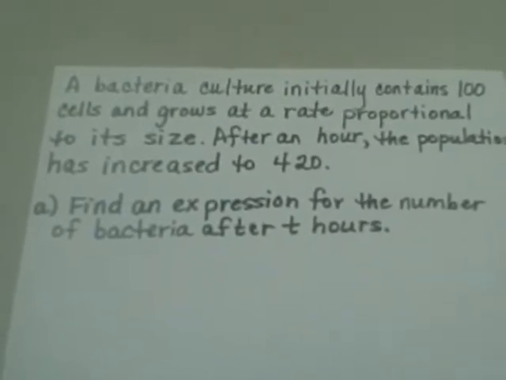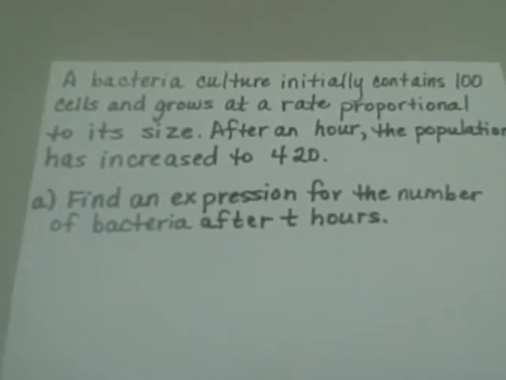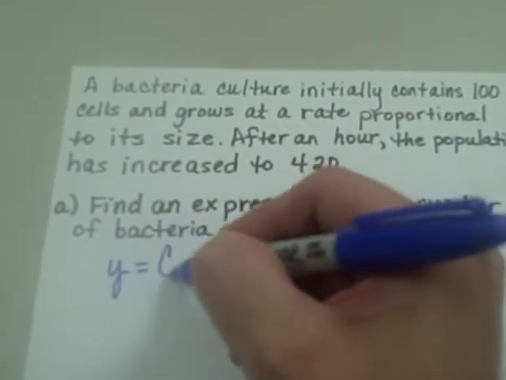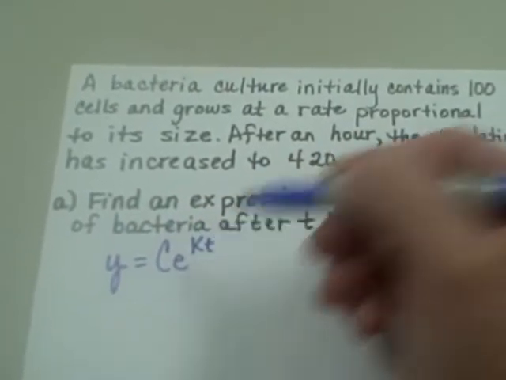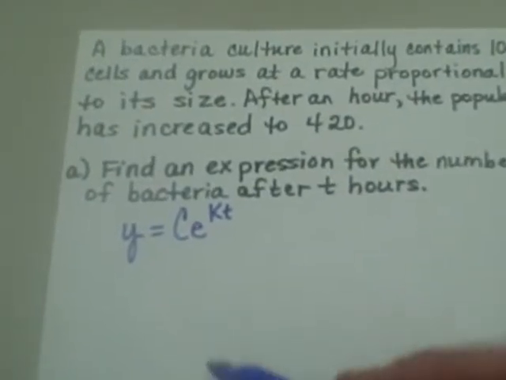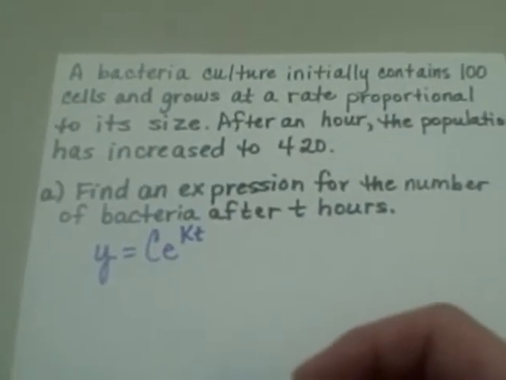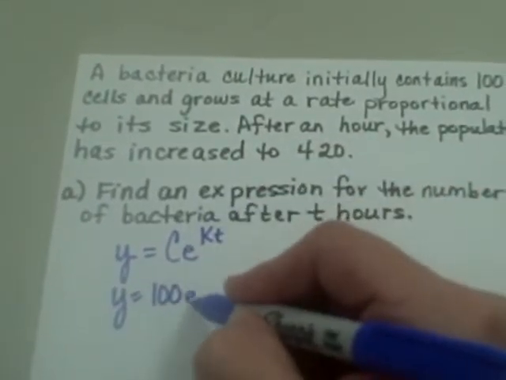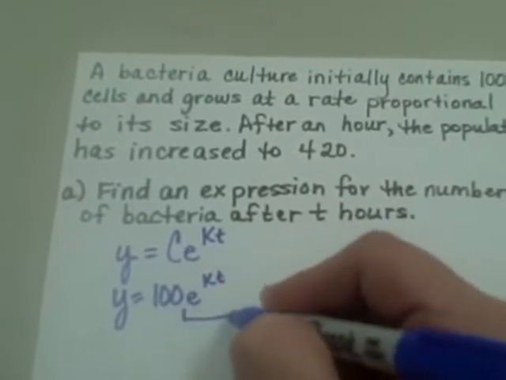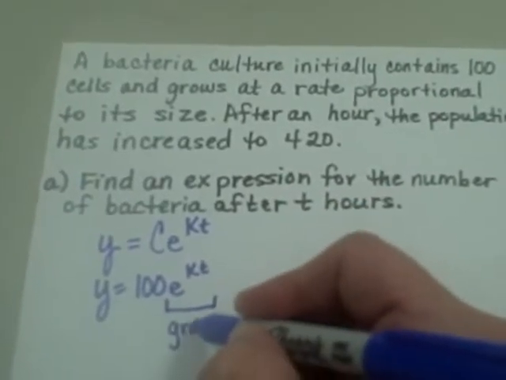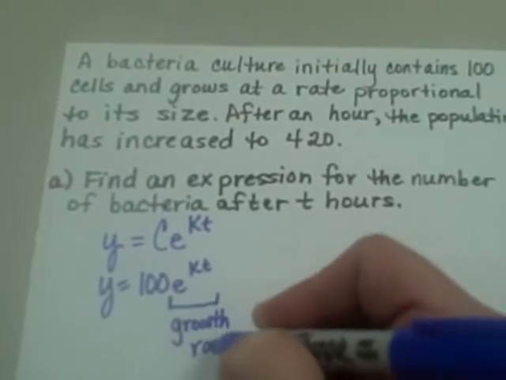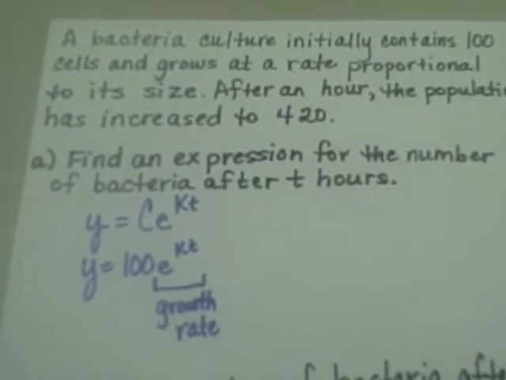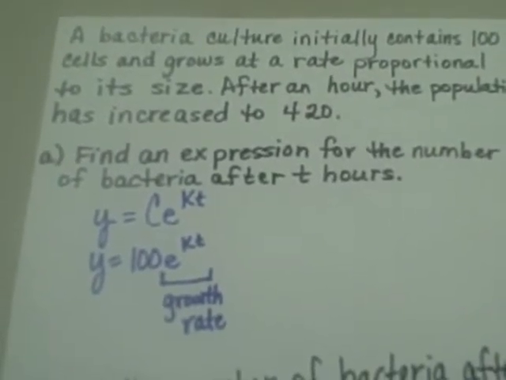Now, when the problem said that the bacteria culture grows at a rate proportional to its size, that means we're going to be using the model y equals c e to the kt. The c here is the initial population, so from the wording we know that is 100. The e to the kt part is what's known as the growth rate. In order to write an equation for the number of bacteria after t hours, we're going to have to find a value for k.